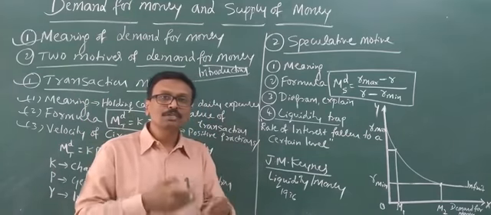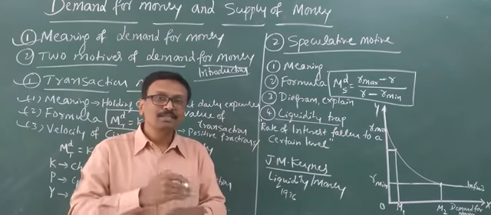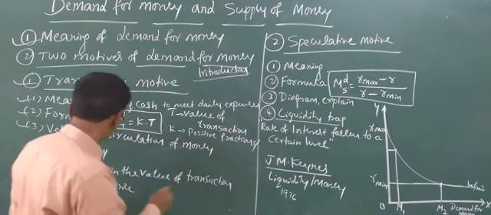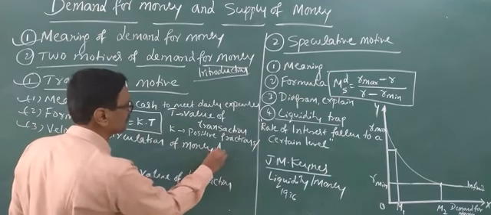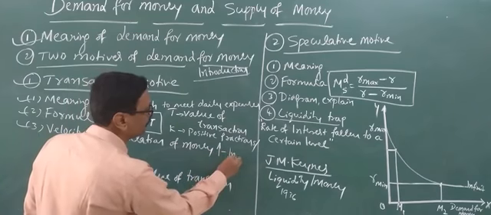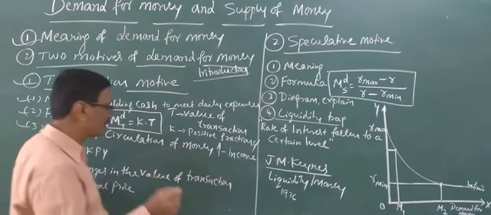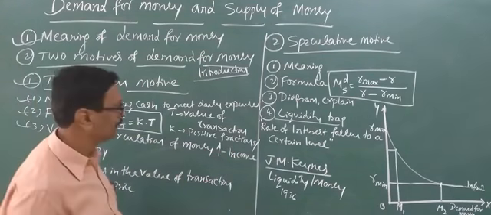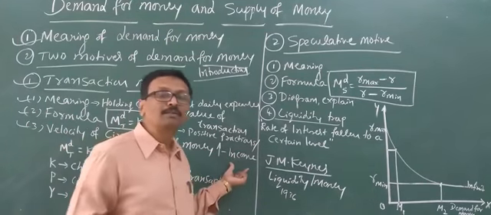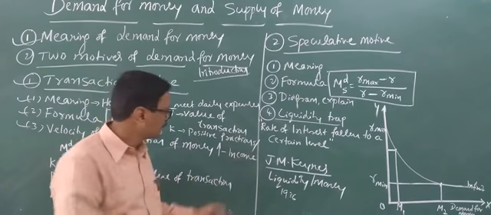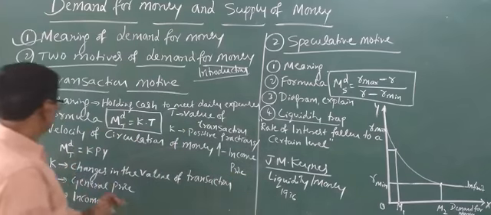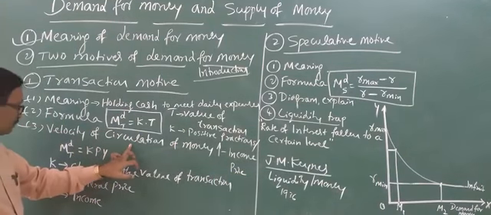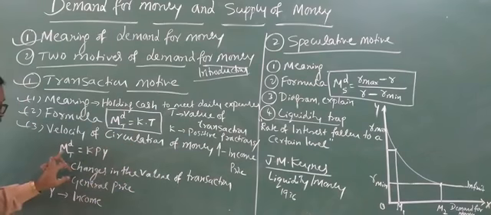The velocity of circulation, the flow of money, gradually increases with the level of income. I think income and price are two important indicators that increase the demand for money and increase the expenditure of the people in the real society. The velocity of circulation of money can be explained with the help of the formula M^d = kPY.